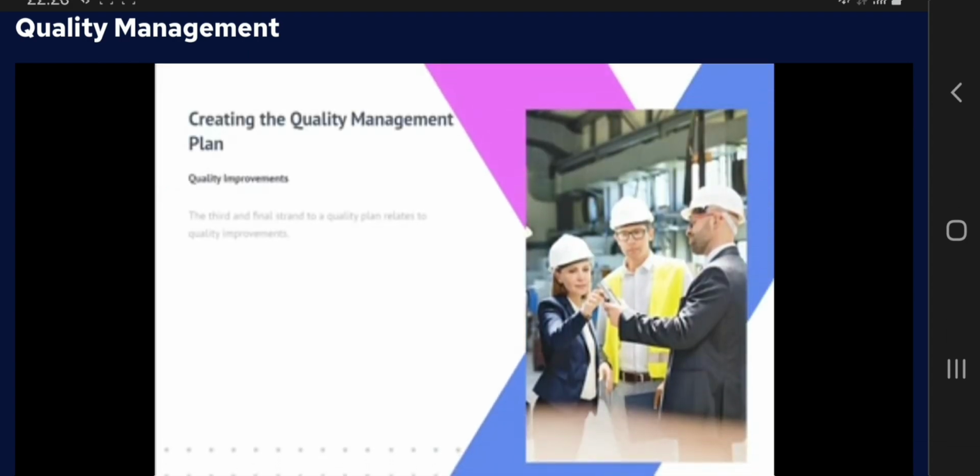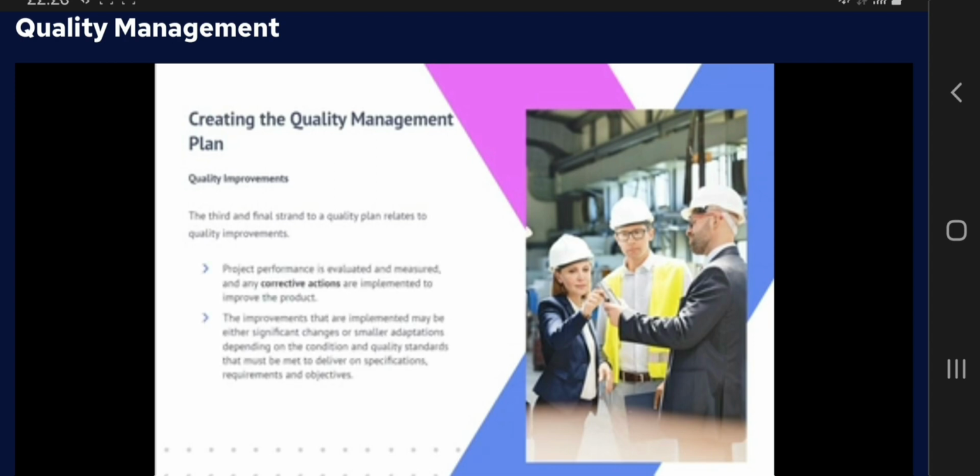Quality improvements. The third and final strand to a quality plan relates to quality improvements. Project performance is evaluated and measured, and any corrective actions are implemented to improve the product. The improvements that are implemented may be either significant changes or smaller adaptations depending on the condition and quality standards that must be met to deliver on specifications, requirements and objectives.